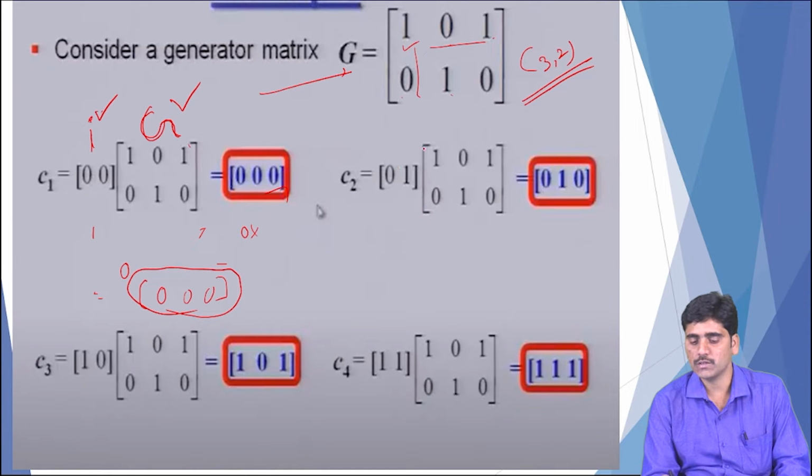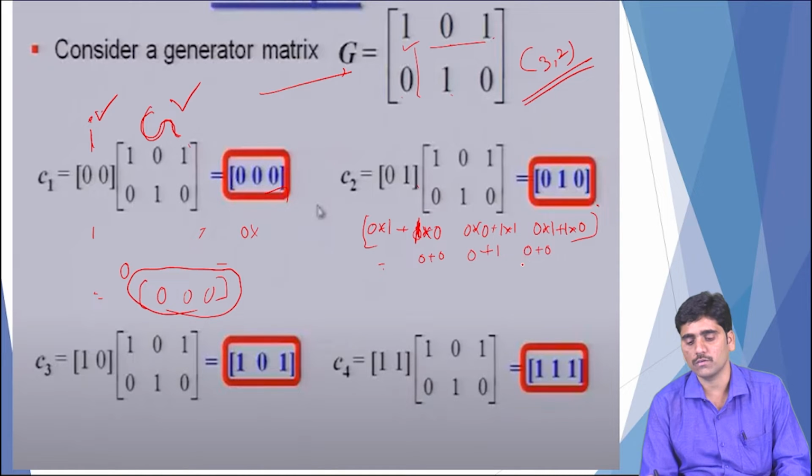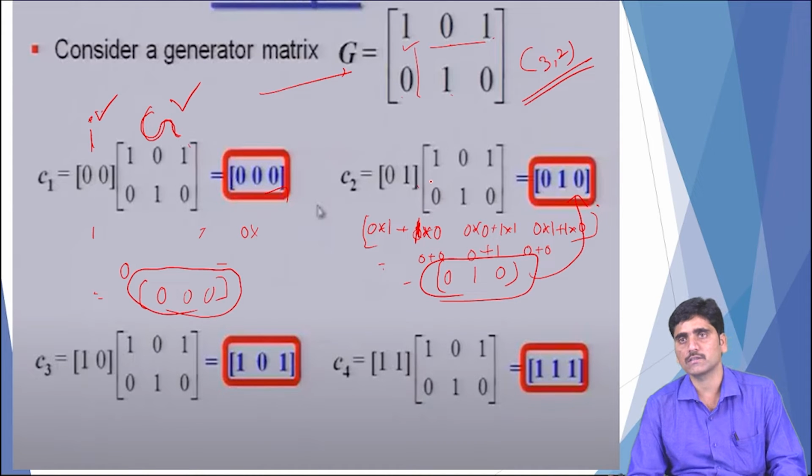See, 0 into 1 plus 1 into 0. Similarly 0 into 0 plus 1 into 1. And similarly 0 into 1 plus 1 into 0. So see how we are getting it. 0 into 1 is 0 plus 1 into 0 is 0. Here 0 into 0 is 0 plus 1 into 1 is 1. And 0 into 1 is 0 plus 1 into 0 is 0. So finally you will get 0, 1, 0. This is the code we get from this generator matrix with the help of this information bit.